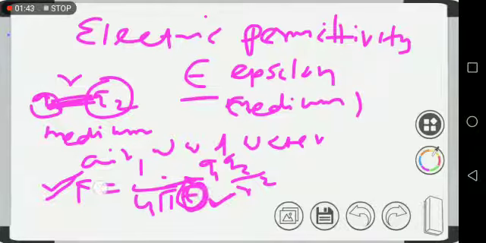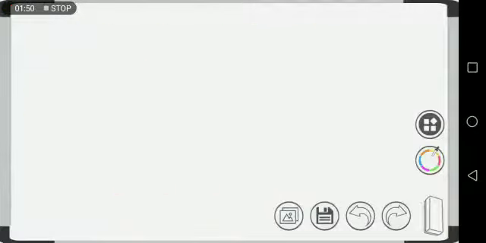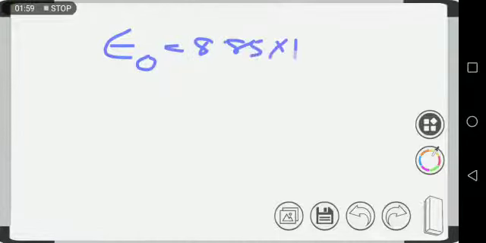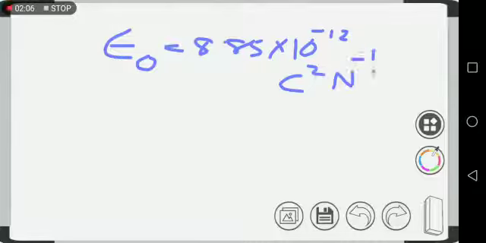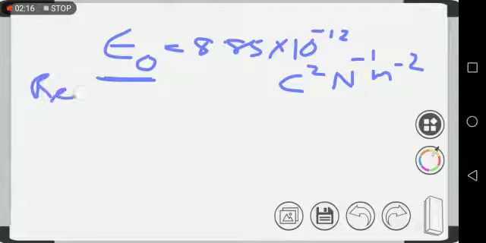For air it has a different value, for wood it has a different value, for water it has a different value. And for air we have to remember that the value of epsilon is called epsilon naught, and its value is 8.85 into 10 to the power minus 12. Its unit is coulomb square per newton per meter square. Okay, this is the absolute permittivity of air. Then we have to go to relative permittivity.